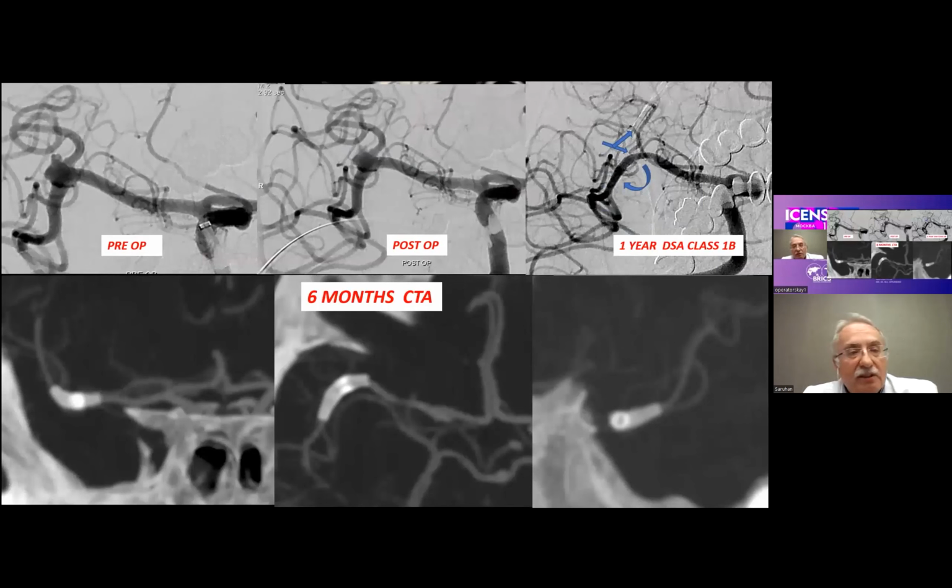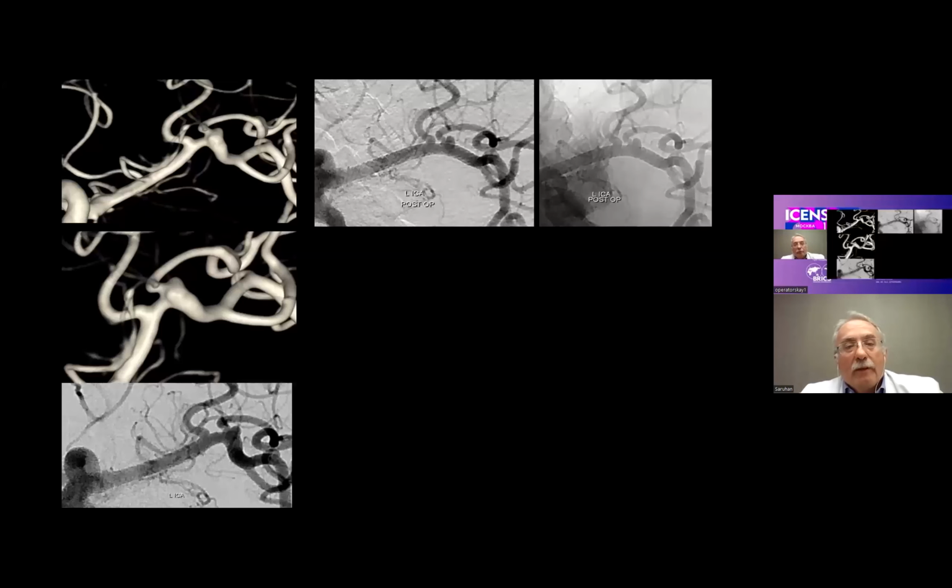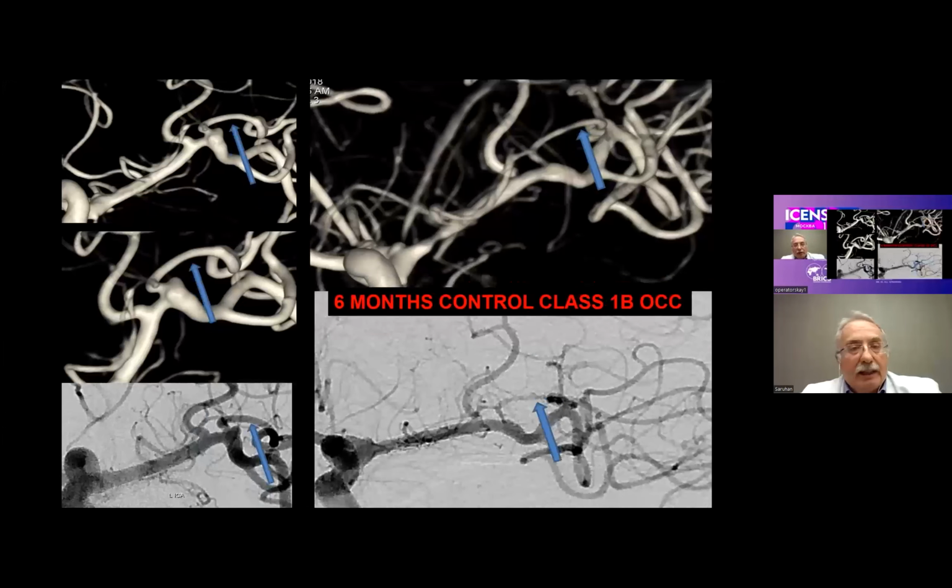Again, this is another complex aneurysm, very simple treatment, simple vessel, and basically good. So there are a bunch of examples I'm showing you.